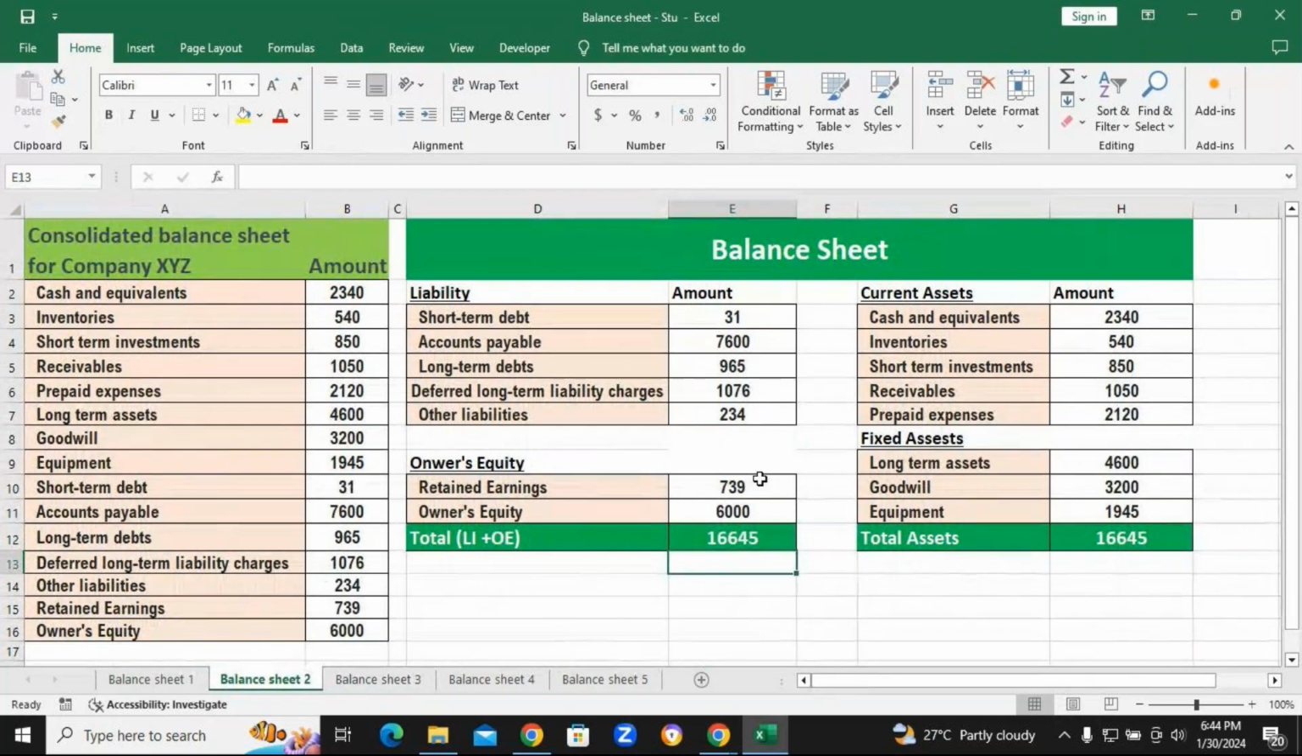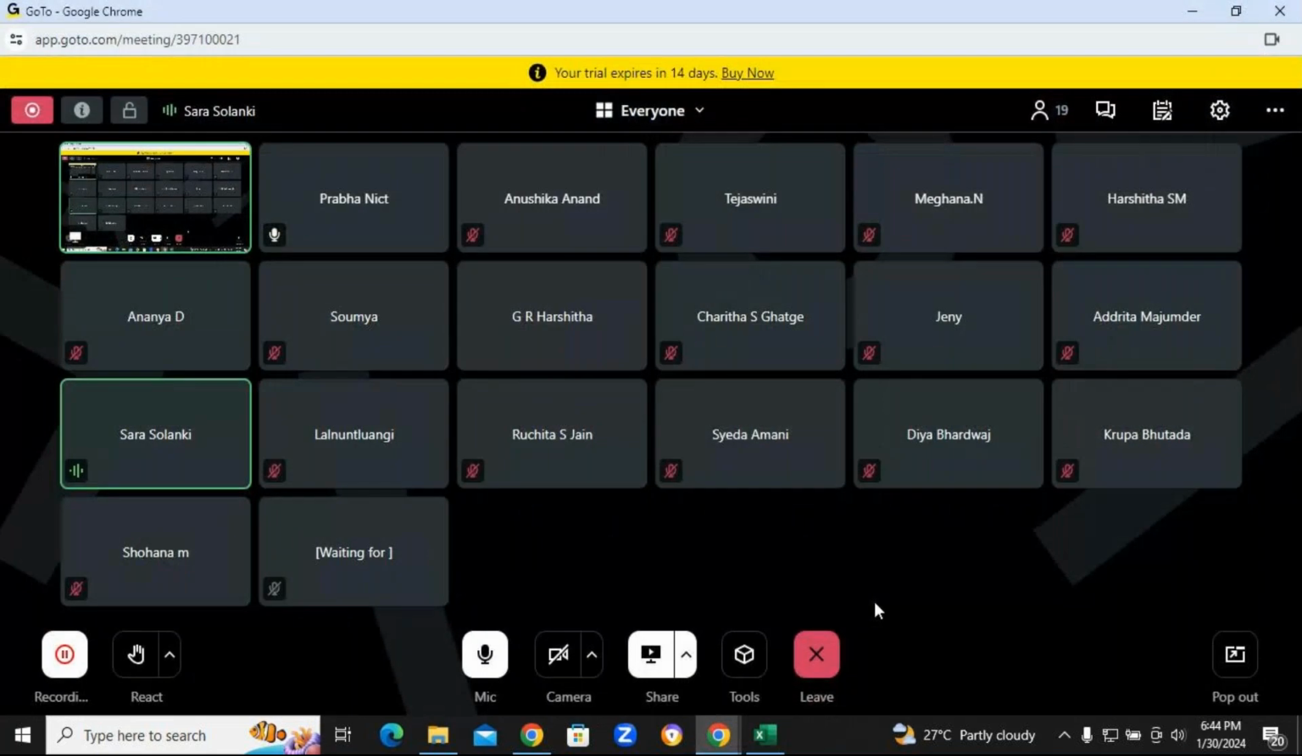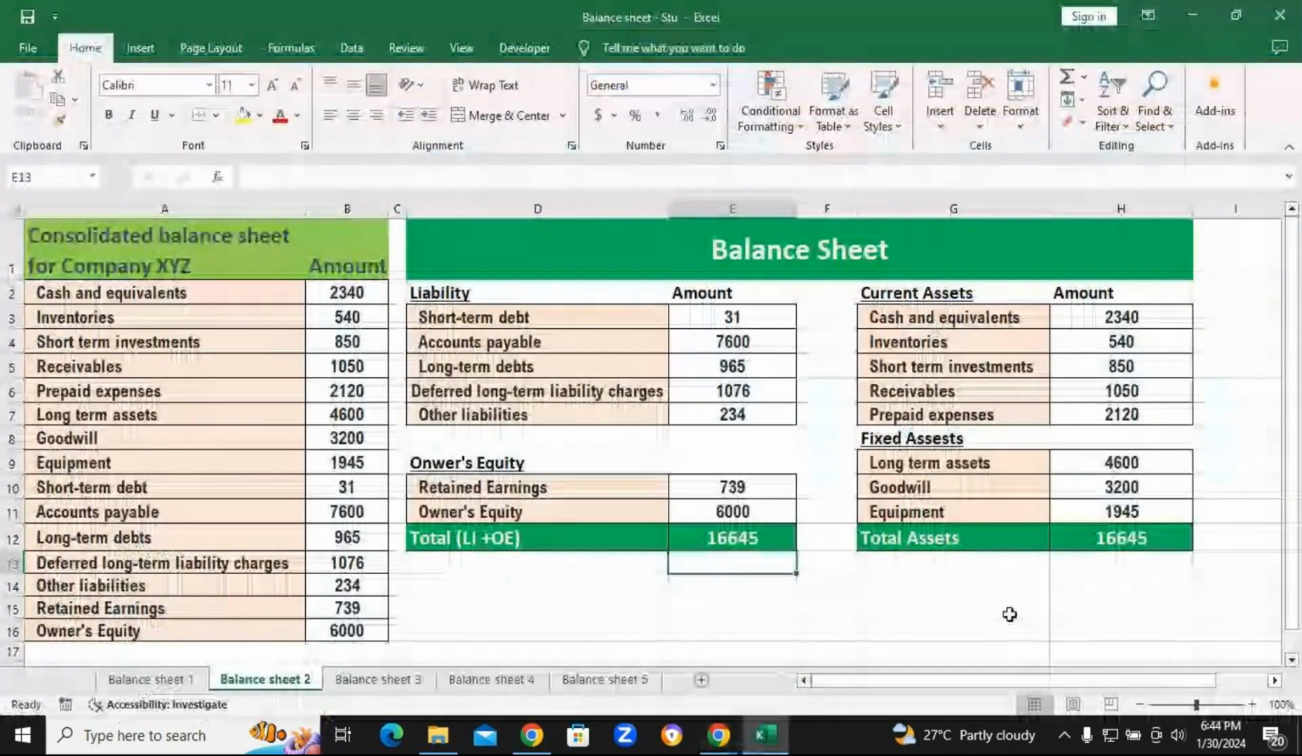Excuse me, ma'am. Yes. Ma'am, why do we have goodwill in fixed assets? What is goodwill? Can anybody explain what goodwill is?